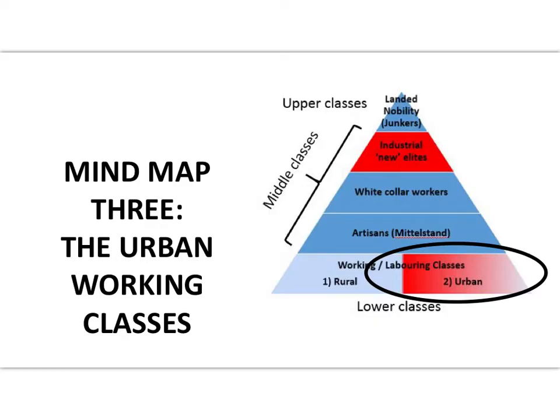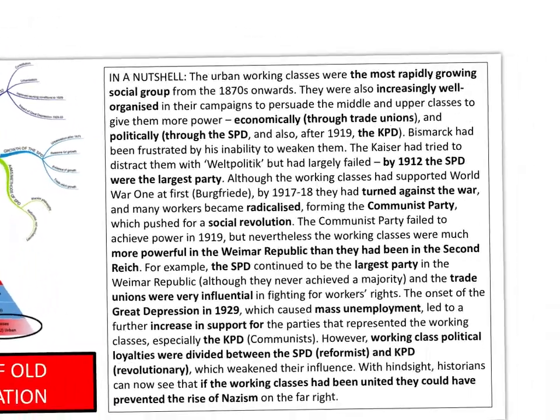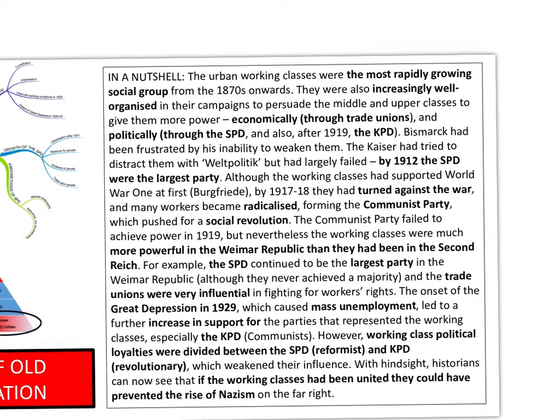Okay, so the final strand then, which we'll focus on now, with just a little bit of a recap, is the urban working classes. And again, I'll move fairly quickly through the recap slides, because we've done all that in previous lessons. So that's for you to go back and have a look at. You can obviously pause this video and just read the information yourself. But we'll start off with the usual in a nutshell that pulls all this together in one page. So in a nutshell, the urban working classes were the most rapidly growing social group from the 1870s onwards, okay, with industrialisation, obviously. So they were rapidly growing.